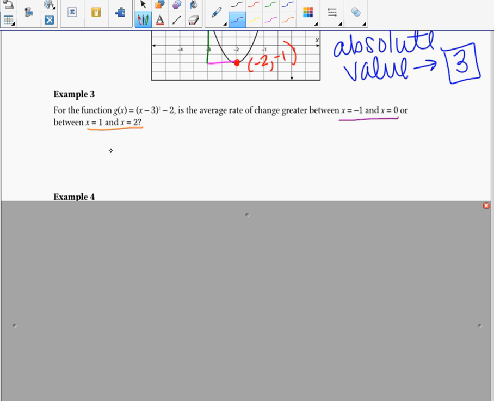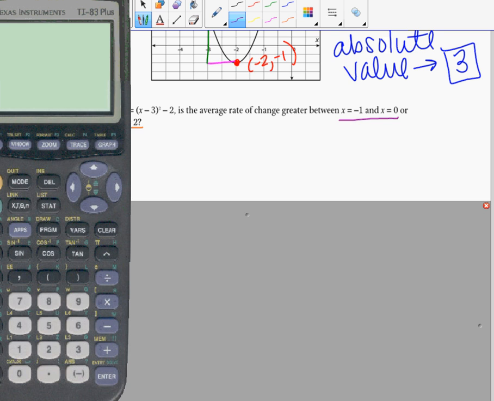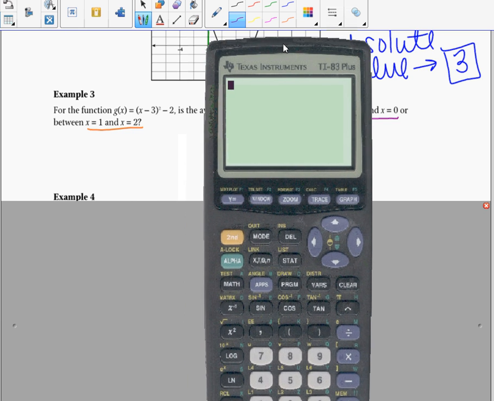So here, what I'm actually going to do is, give me a minute here, I'm going to find my calculator. Okay, so I found my calculator.